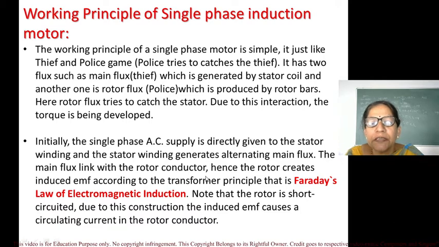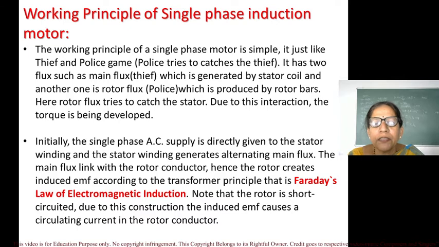And what is the transformer principle? That is Faraday's law of electromagnetic induction. Whenever a conductor is cut by the flux, it induces an EMF. So here the flux produced by the stator cuts the rotor conductor, and the rotor conductors induce an EMF. This working is similar to a transformer. Whatever the role of the primary winding of a transformer, the same is the role of the stator of the motor, and the role of the secondary is performed by the rotor of the motor.